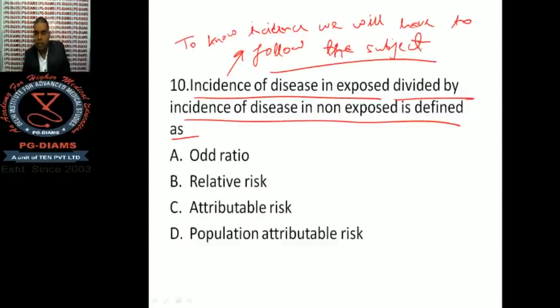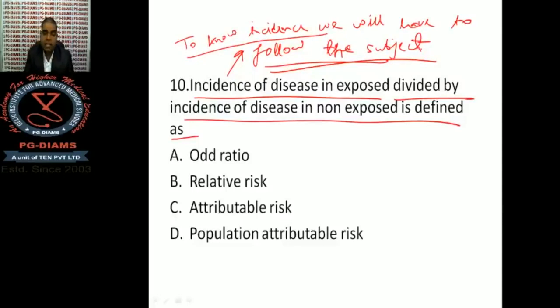For example, if I asked how many of you have chronic cough at this time, that will be prevalence. But if I followed your group, your class, for 3 weeks, and I found that 2 new cases developed during those 3 weeks, then that will be incidence. So to know the incidence, I have to follow the group. To know the prevalence, I can know it with a cross-sectional study anytime. So incidence of disease can only be known if we follow the subject.